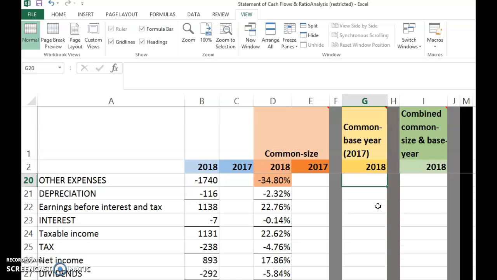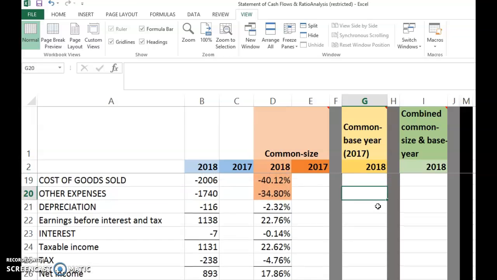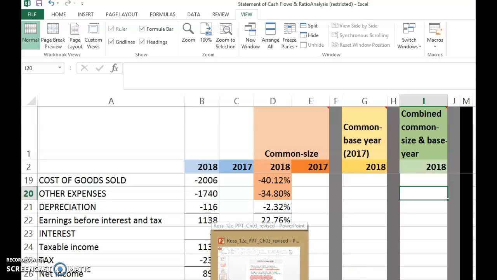Is that okay? All right. Likewise for the combined common size and common base year, you cannot do that because you are not given the information for 2017 for the income statement. All right. With that, we finish this particular topic.